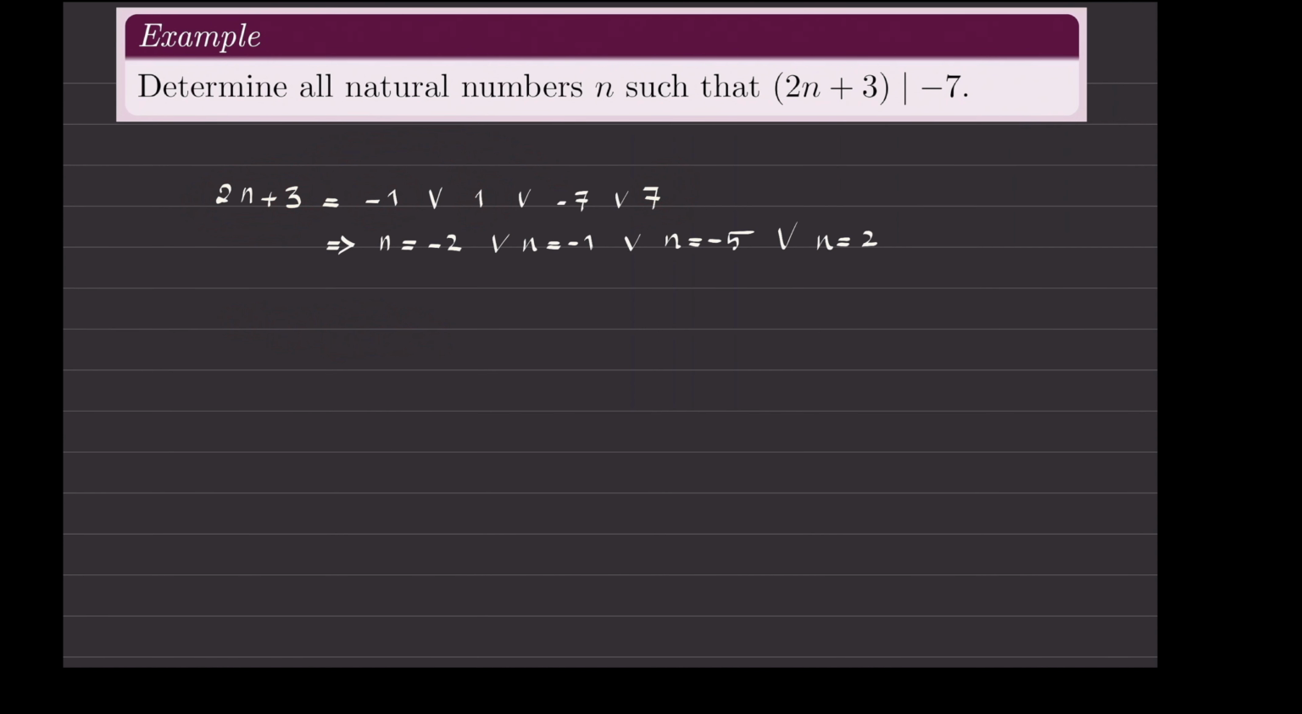But because they have mentioned in the problem, find all natural numbers, this is not acceptable, this is not acceptable, this is not acceptable. The only acceptable one is n equals 2.